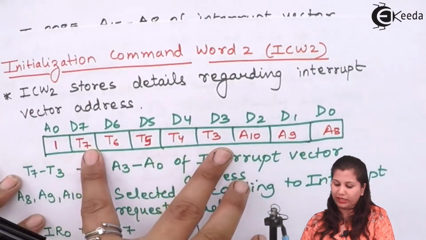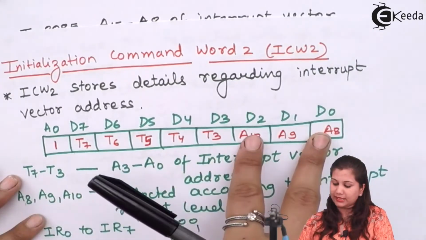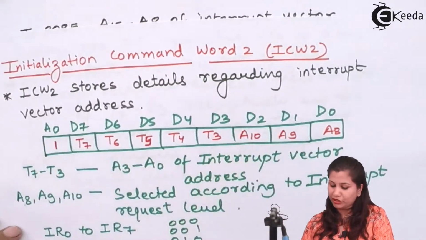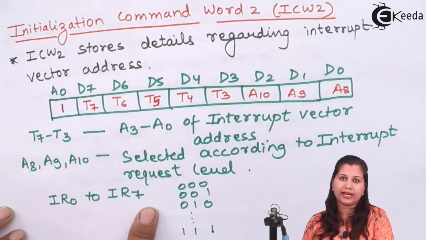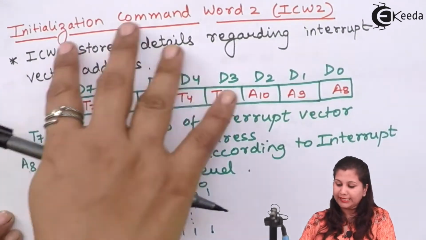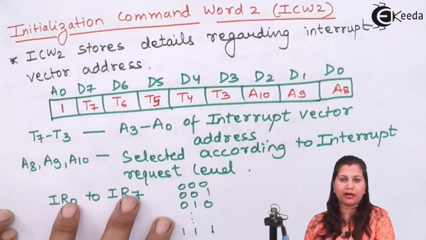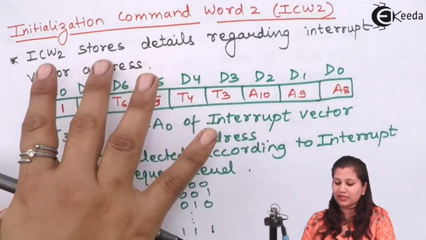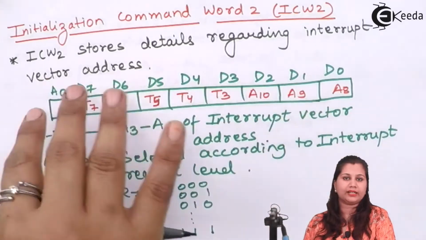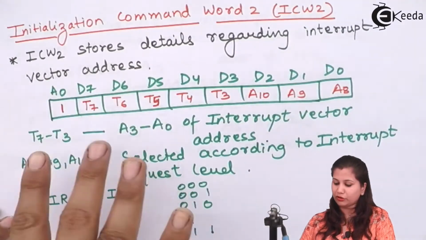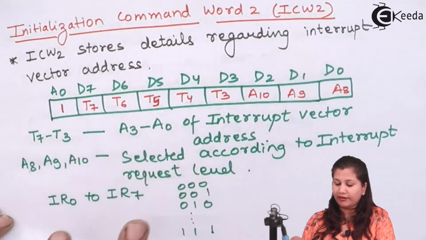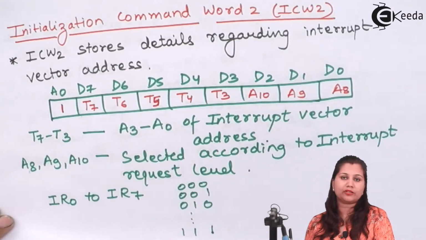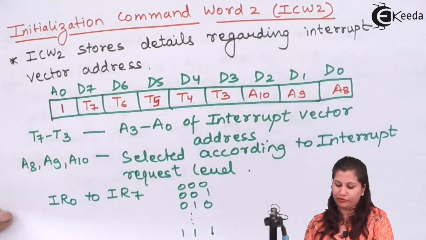So A15 to A11 will be here, and these 3 bits will decide which interrupt request level is to be selected from IR0 to IR7. So this second initialization command word, ICW2, gives us the details regarding the interrupt vector addresses, because all the bits of this command word represent the address bits of the interrupt vector address.